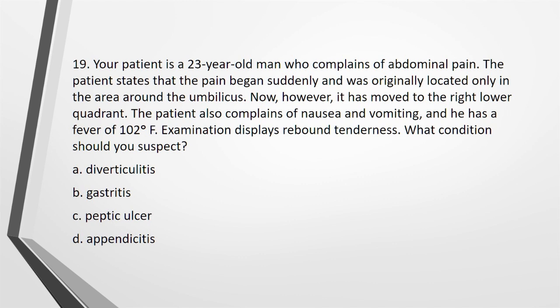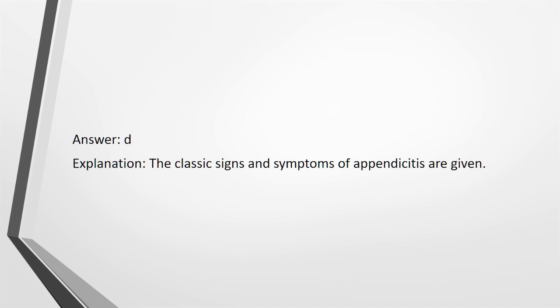19. Your patient is a 23-year-old man who complains of abdominal pain. The patient states that the pain began suddenly and was originally located only in the area around the umbilicus. Now, however, it has moved to the right lower quadrant. The patient also complains of nausea and vomiting, and he has a fever of 102 degrees Fahrenheit. Examination displays rebound tenderness. What condition should you suspect? A. Diverticulitis. B. Gastritis. C. Peptic ulcer. D. Appendicitis. Answer: D. Explanation: the classic signs and symptoms of appendicitis are given.